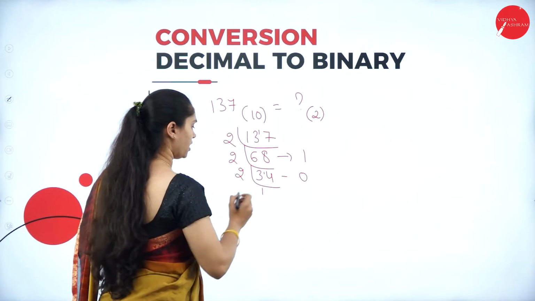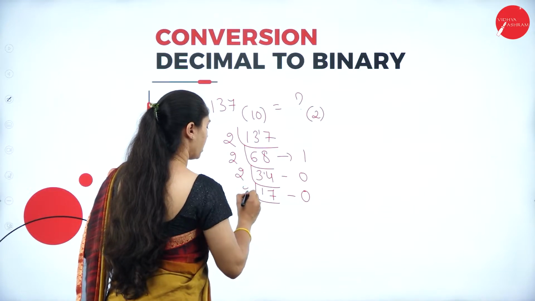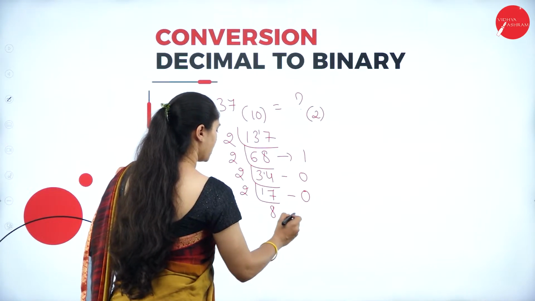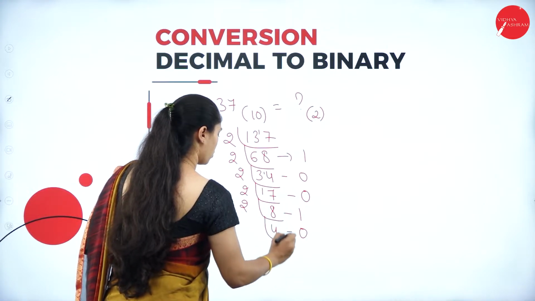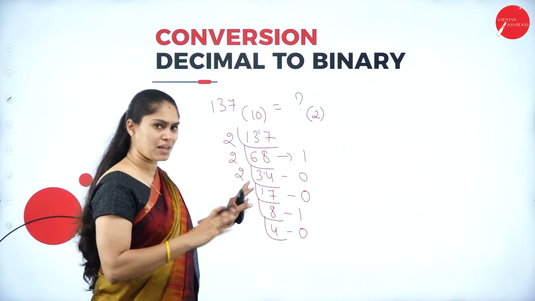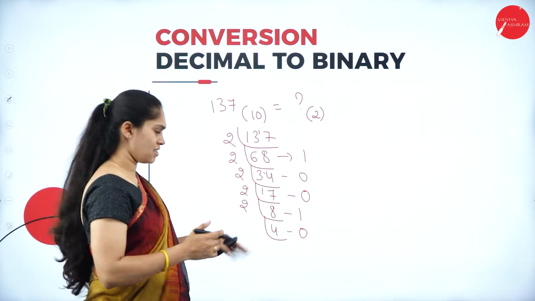It will become 14 now. 2 7s are 14. Then the remainder is 0. Again, 2 8s are 16. The remainder is 1. 2 4s are 8. The remainder is 0. If it is divisible by 2 completely, then the remainder will be 0. Otherwise, you are going to get the remainder as 1 here.